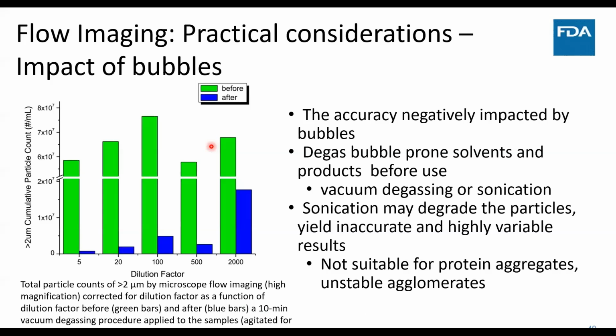We did talk about the impact of bubbles on light obscuration. Unfortunately, we have the same effect when it comes to the flow imaging technique. The figure on the left shows that before and after degassing, you see how much difference we are seeing in the particle count of particles greater than 2 microns. So yes, the impact of gas bubbles on the accuracy of analysis is also an important consideration, even for flow imaging analysis. You have to degas your bubble-prone solvents and products before use.